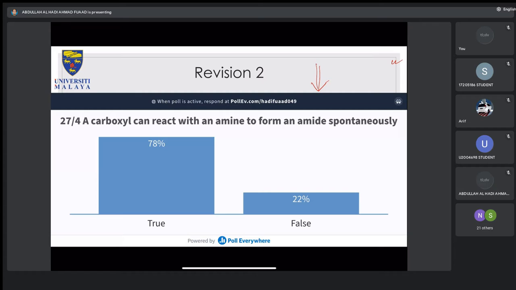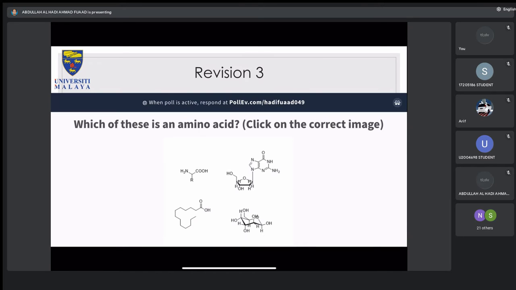It does, but it will take, I don't know, probably a few days. With a catalyst, you can form it very, very quickly. Within 5 minutes, you can form an amide. But without a catalyst, it will take days. Even after days, it might be only 1 or 2%. Towards the end of the day, we will look at why in the next few slides.